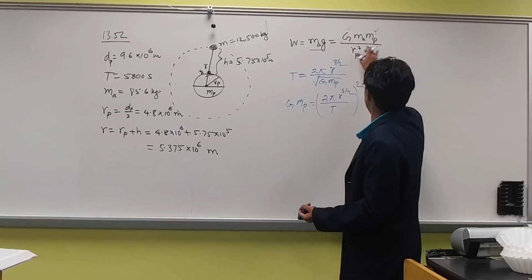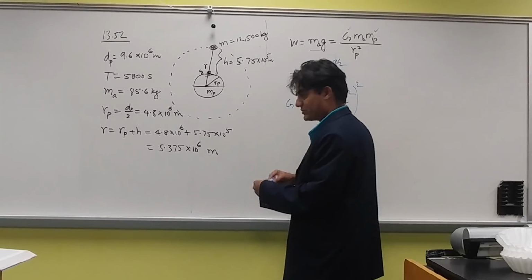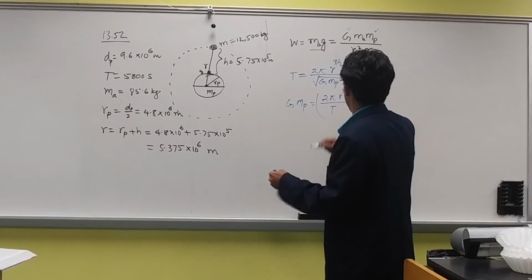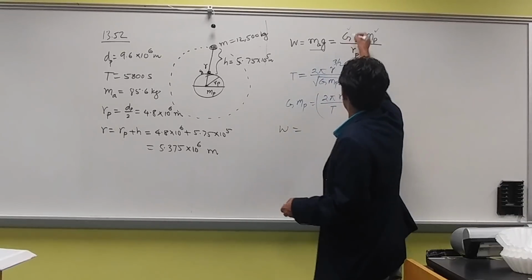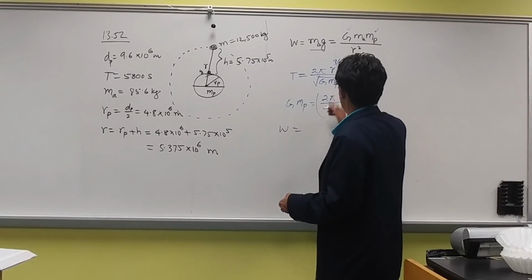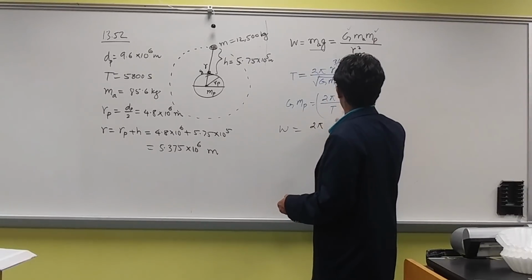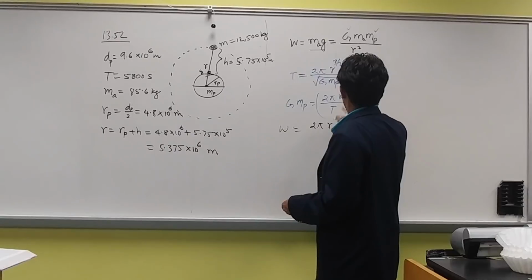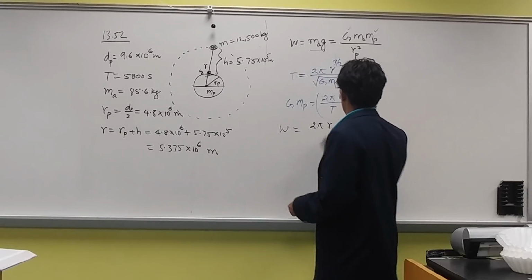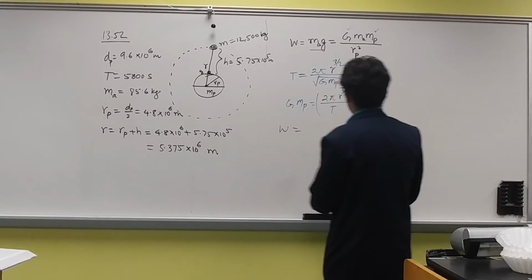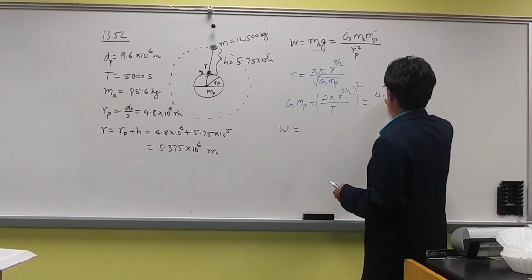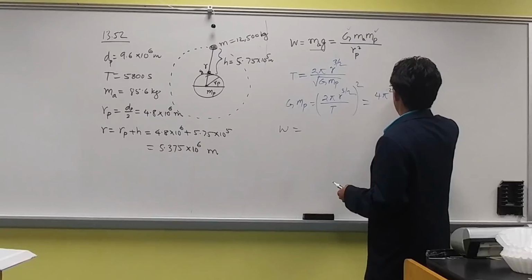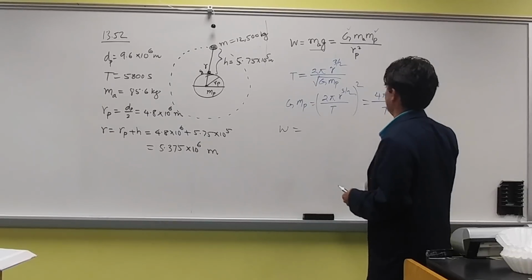Or what you can do is simply replace this W. So your W equals to, now let me go back to W. Your weight equals to G and MP. G and MP will give me this 2 pi. Well, let me do this. Let me simplify this one line. All right. So this will be 4 pi square r cube divided by t square. Is that right?